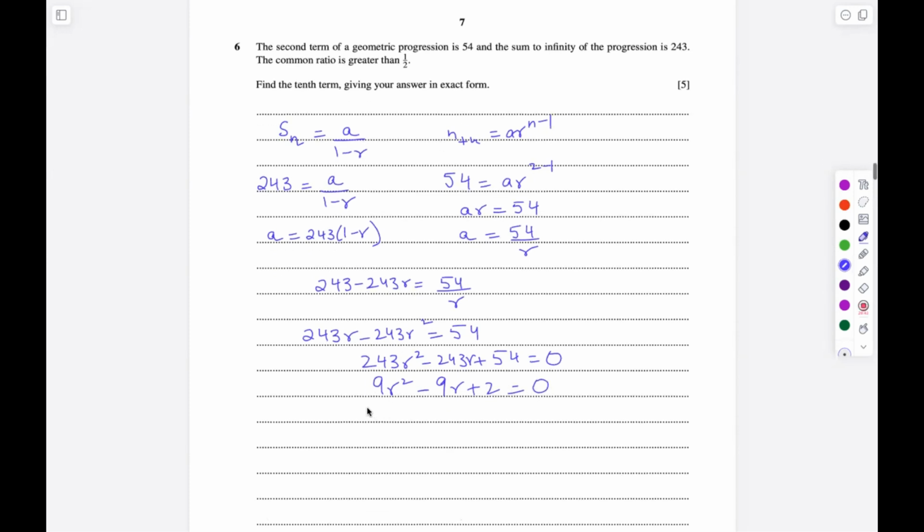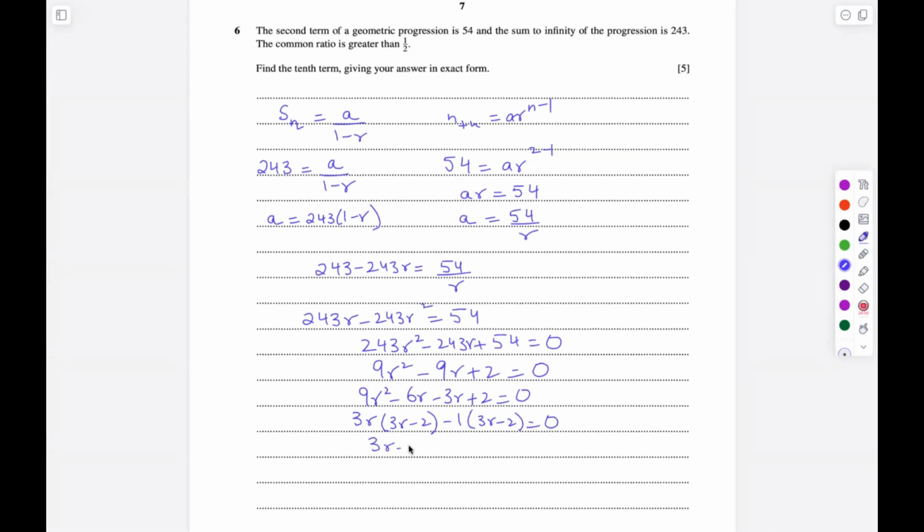Factorizing this, we'll get 9r squared minus 6r minus 3r plus 2 equals 0. Taking 3r common, this will become 3r minus 2. And taking 1 common, we'll get 3r minus 2 equals 0.